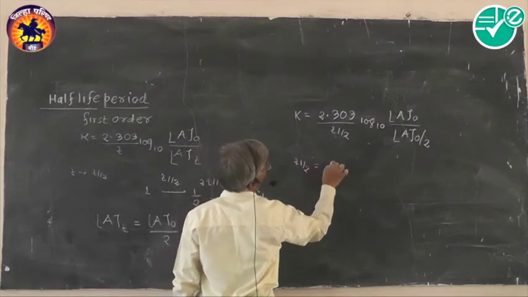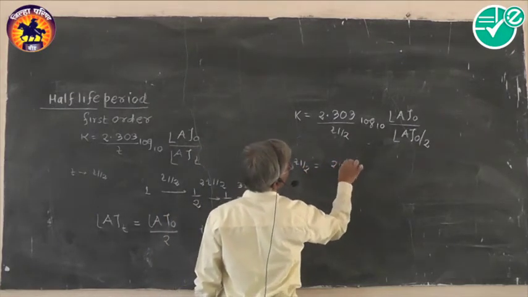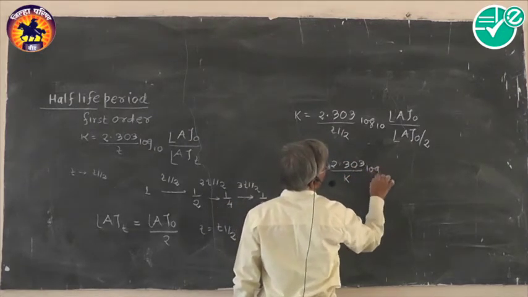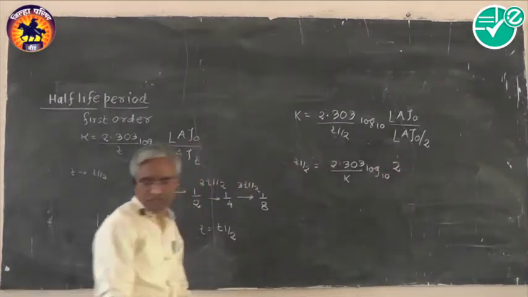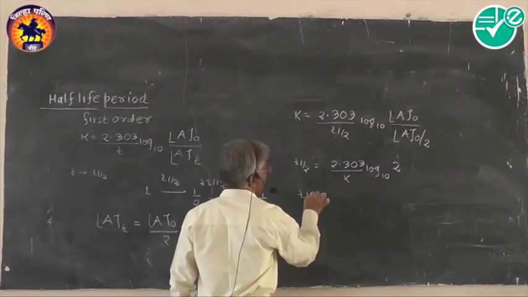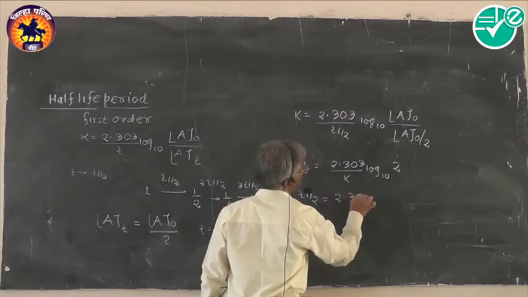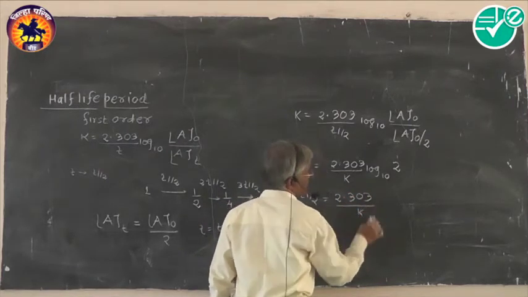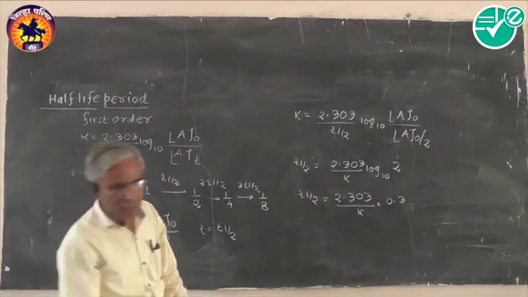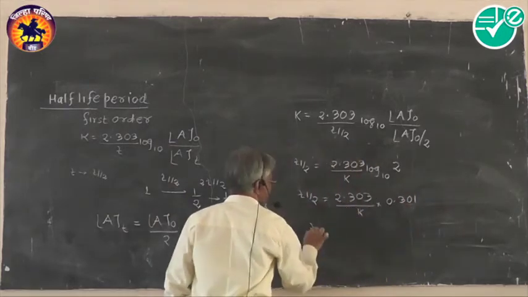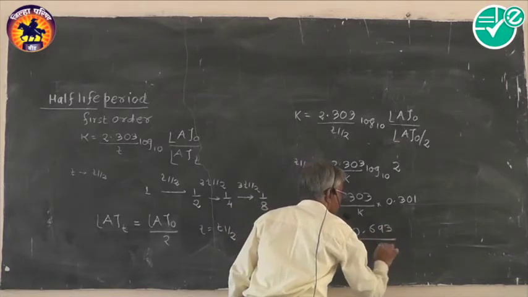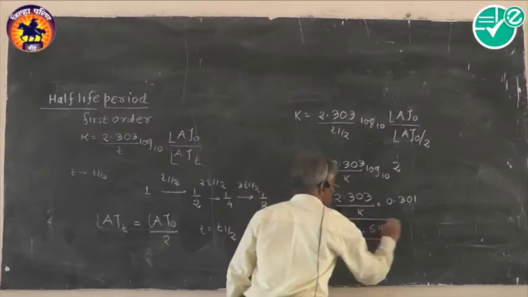t 1/2 will be equal to 2.303 divided by k, times log to the base 10 of 2. And now taking the log of value 2, which is 0.301, t 1/2 will be equal to 2.303 upon k times 0.301. We can have t 1/2 equal to 0.693 upon k.